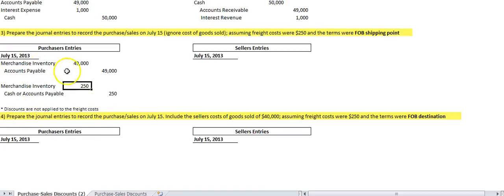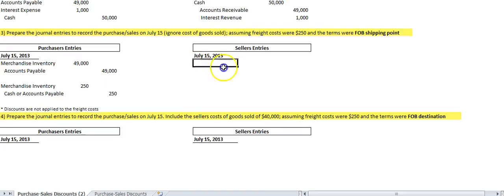So this exercise is continued the same way. The discount was $1,000 on $50,000 inventory. So when we calculated the discount, we did not calculate it based on $50,250. We calculated it based on $50,000. We do not include the $250 in the discount calculation.